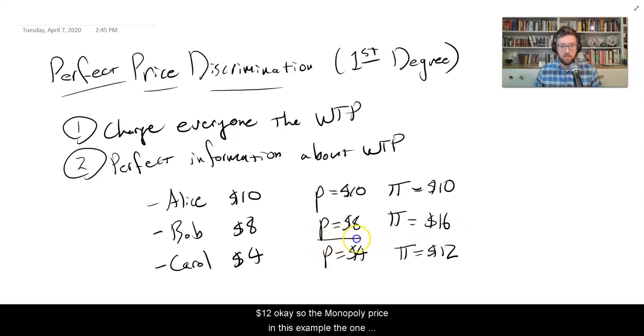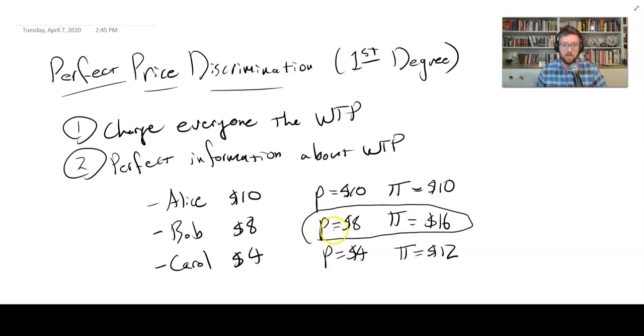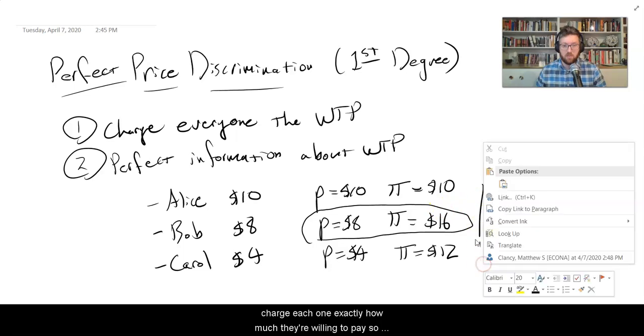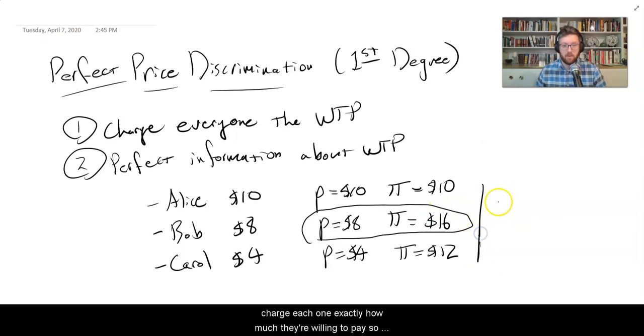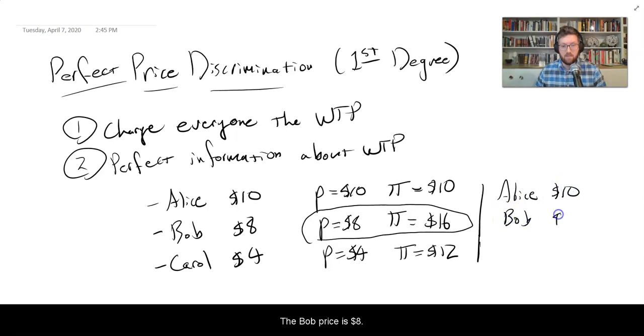Okay, so the monopoly price in this example, the one that maximizes profit if you have to charge everyone the same price, is to charge $8 for a cup. But if you knew everyone's exact willingness to pay, you could charge each one exactly how much they're willing to pay. So Alice gets one price. The Alice price is $10. The Bob price is $8. And the Carol cup price is $4. That's just enough so that each one of them pays. And the profits you make here are $22.